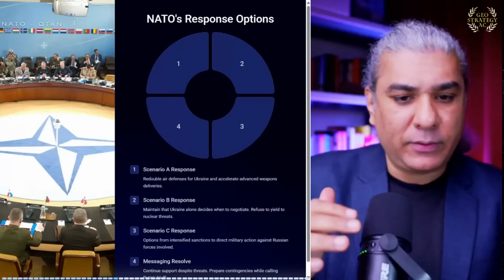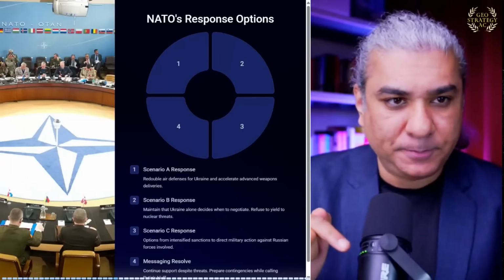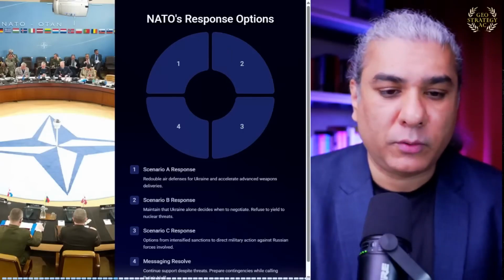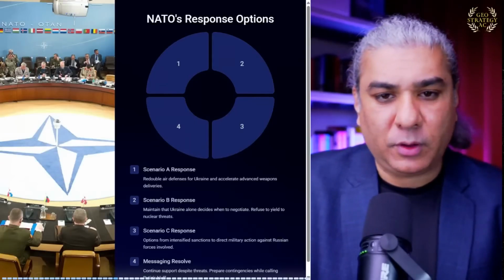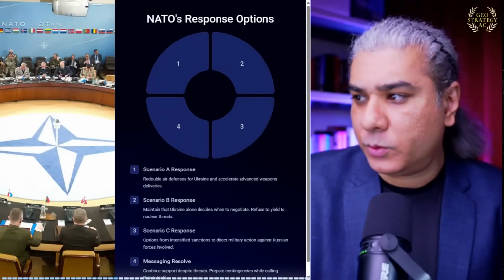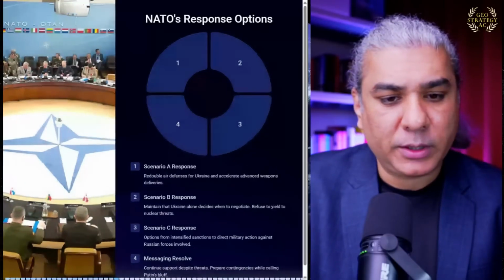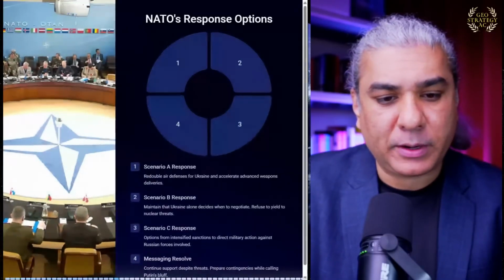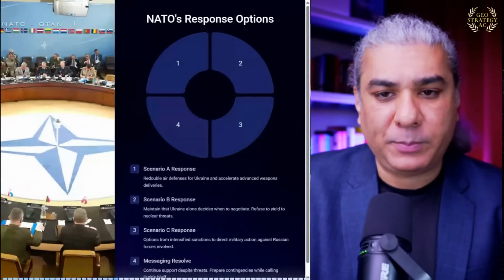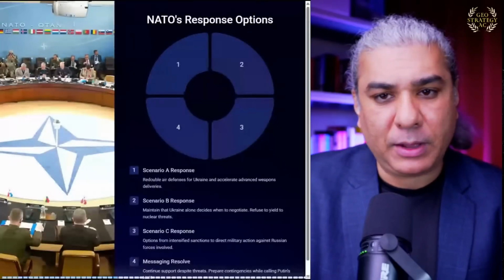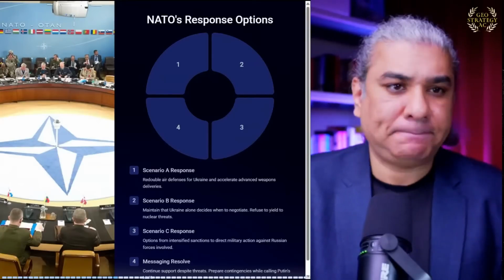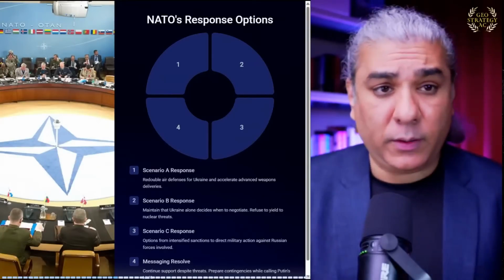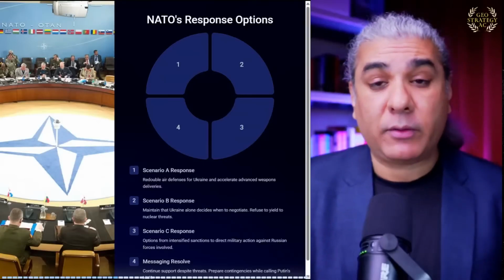So once again, if these are the steps NATO takes, then we are still not crossing the threshold of World War III, right? And obviously, they will continue to send out the right messaging, continue support despite threats, and prepare contingencies while attempting to call Mr. Putin's bluff. So yeah, these are the options that NATO has. So this is overall how close or how far we are from World War III.